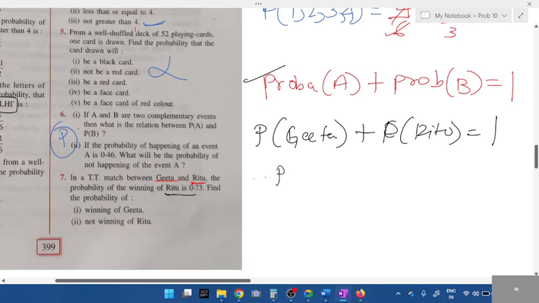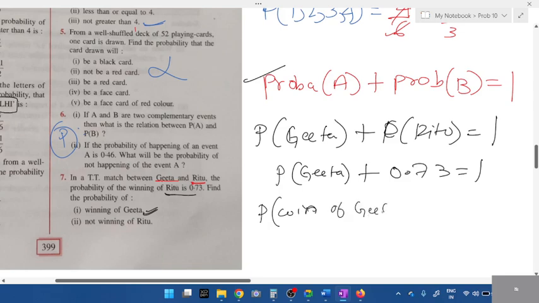What will be the probability? What have they asked here? Winning of Geeta, right? So the probability of winning of Geeta equals 1, and Ritu's value will go to the other side, students. Okay, let me write. 0.73 is equal to 1. So the probability of winning of Geeta, P(G), is equal to 1 minus 0.73.